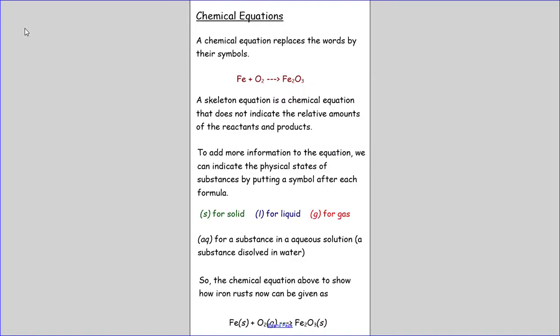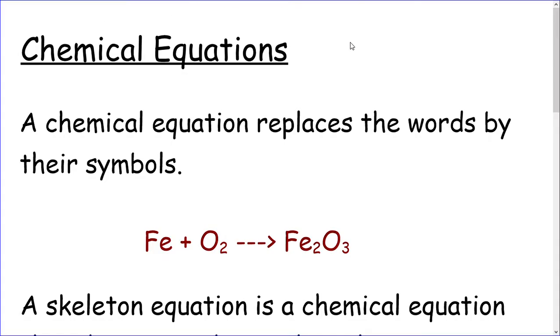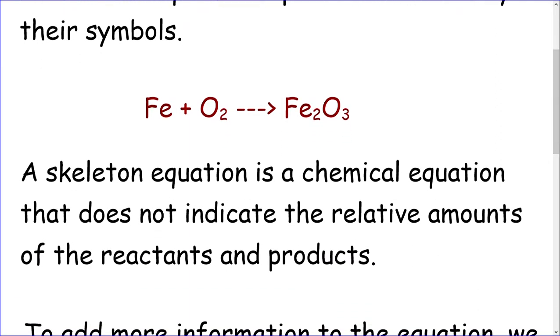A chemical equation, I'll make this a little bit bigger, can replace the words by their symbols instead. So instead of saying iron plus oxygen, we could have iron and oxygen gas, which gives us iron 2 oxide, or Fe2O3. This is known as our skeleton equation. A skeleton equation is a chemical equation that doesn't indicate the relative amounts of the reactants and products. We just have our equation written out with our arrow as we can see it here.